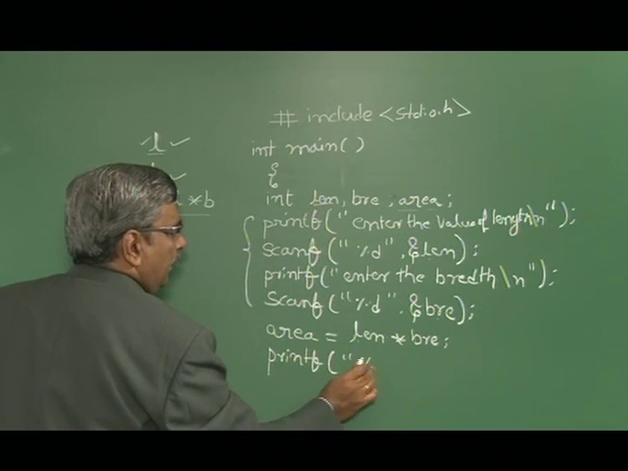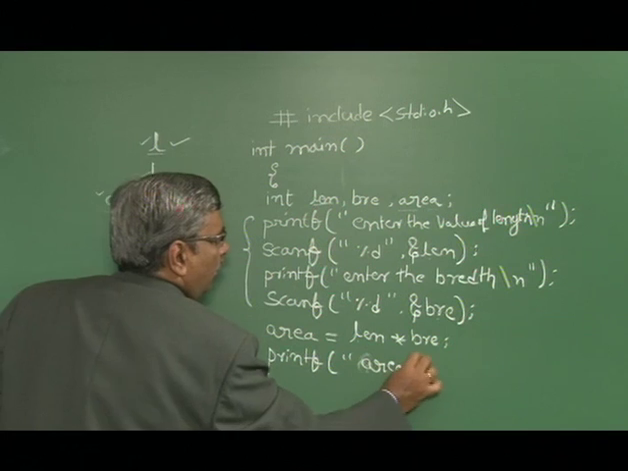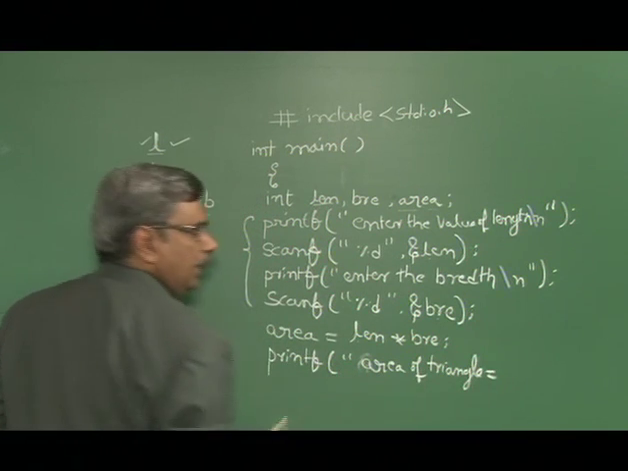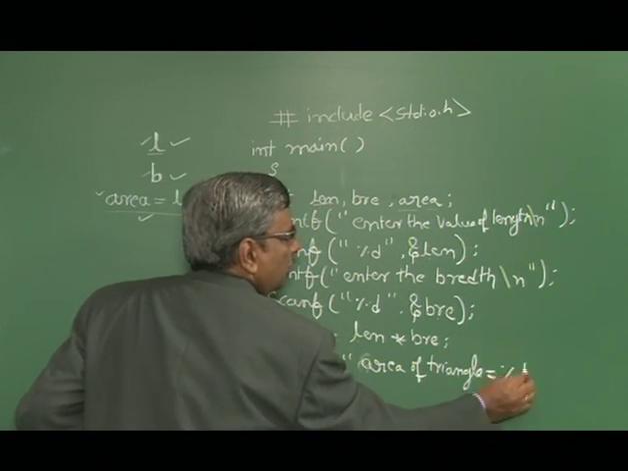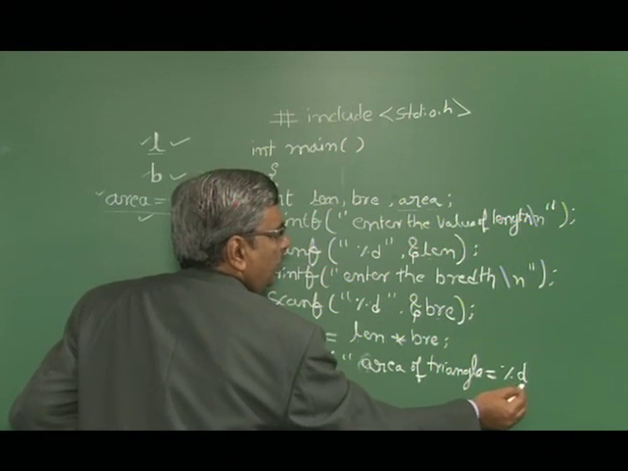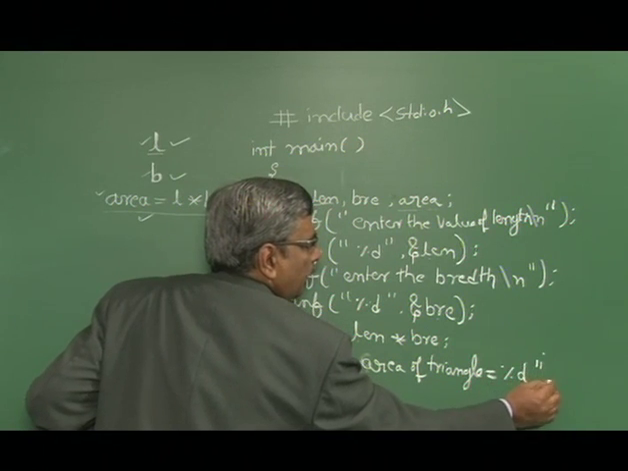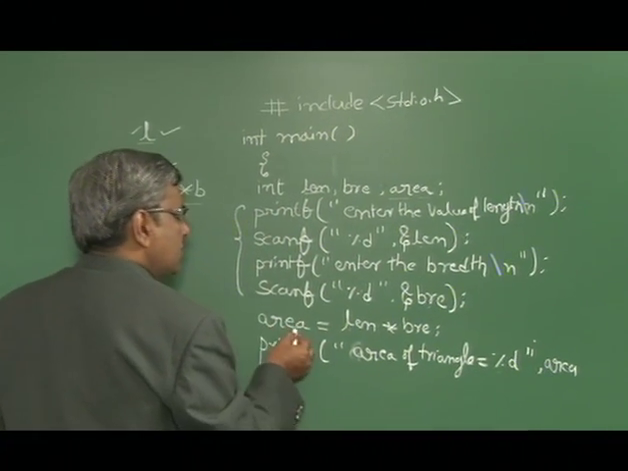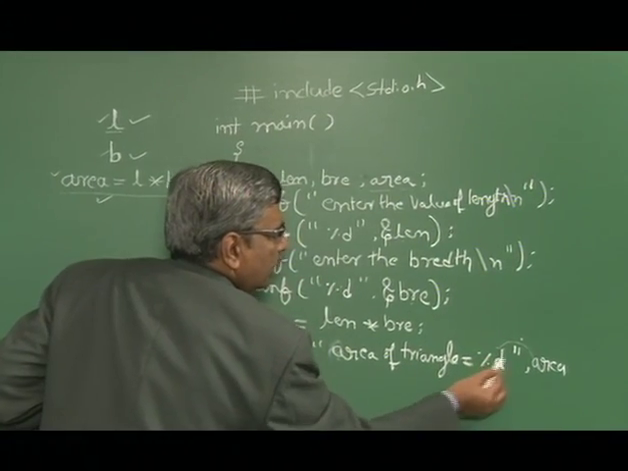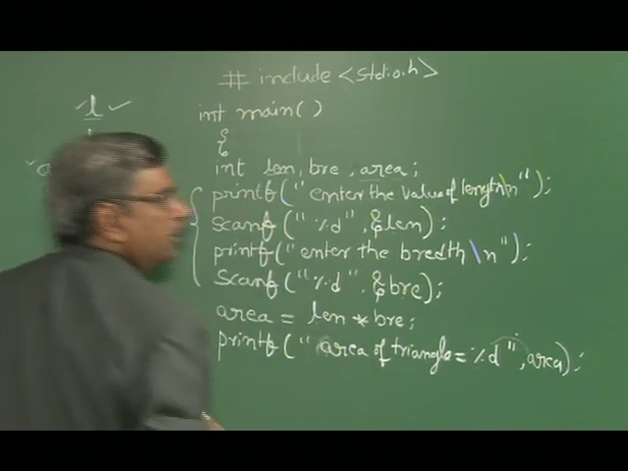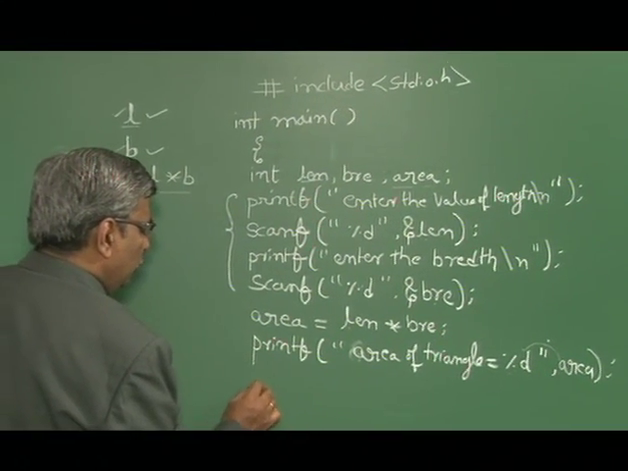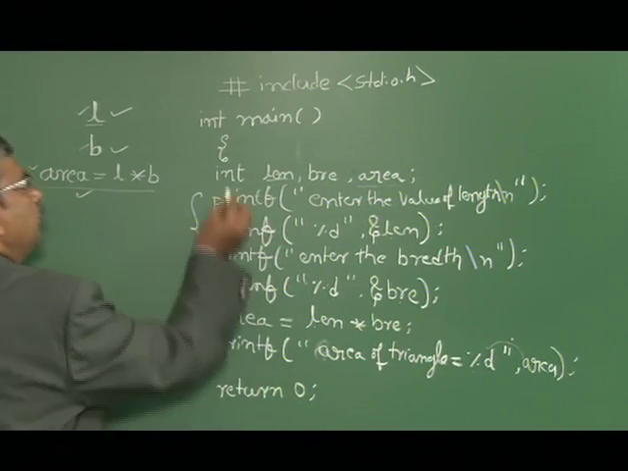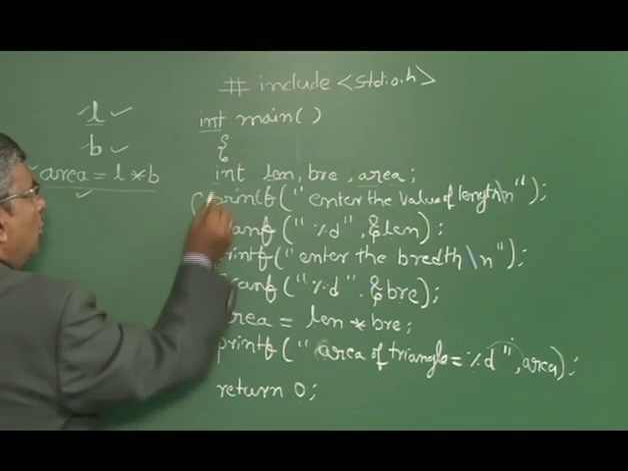printf, "Area of triangle equal to", this message will be printed as it is. Now in this position you print using the control string, put a comma and print the corresponding variable. Area is the variable where your result is available, and this value will be printed in this position. There is no ampersand symbol here, you observe this. After this statement you use return 0, because we used int in main. Close this.